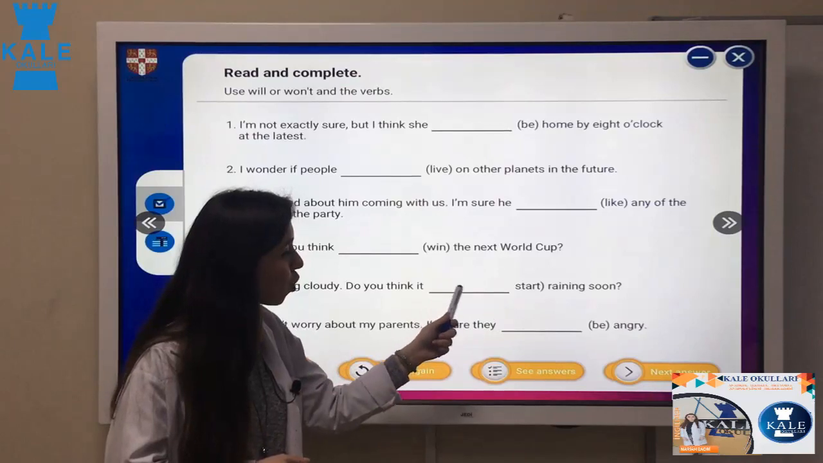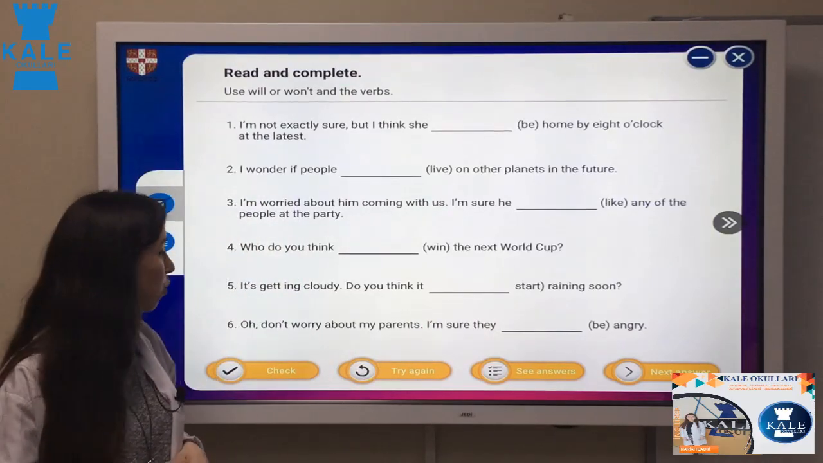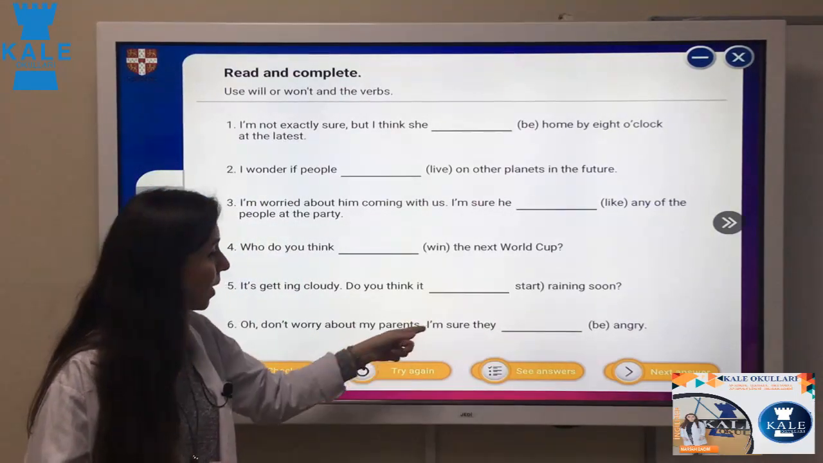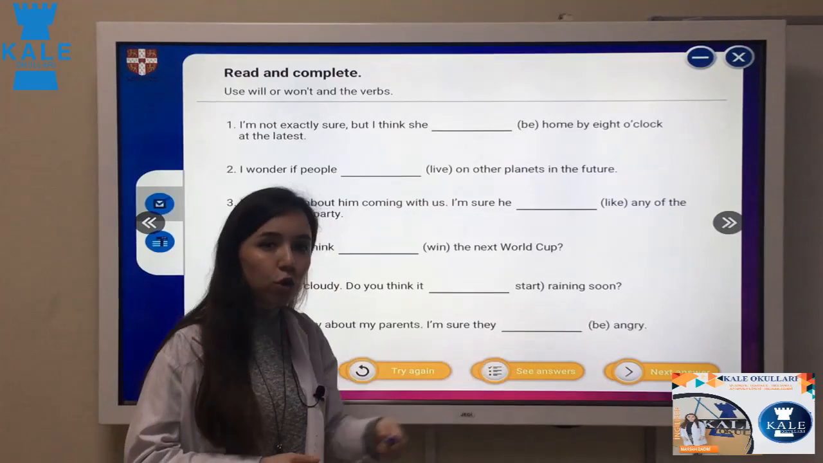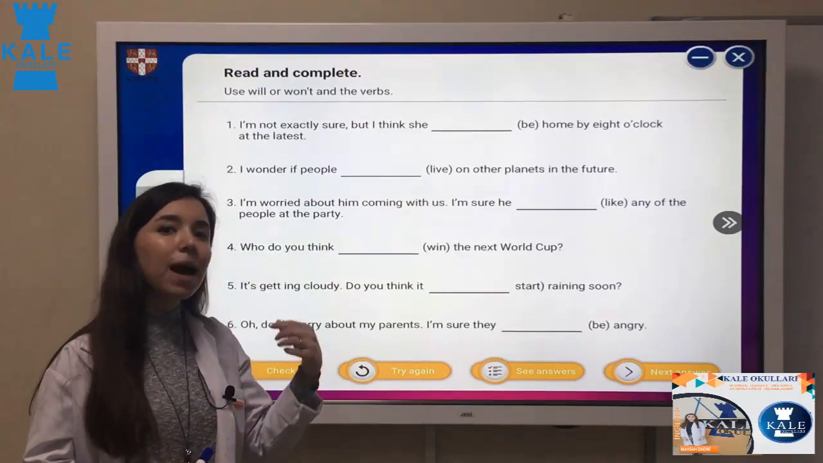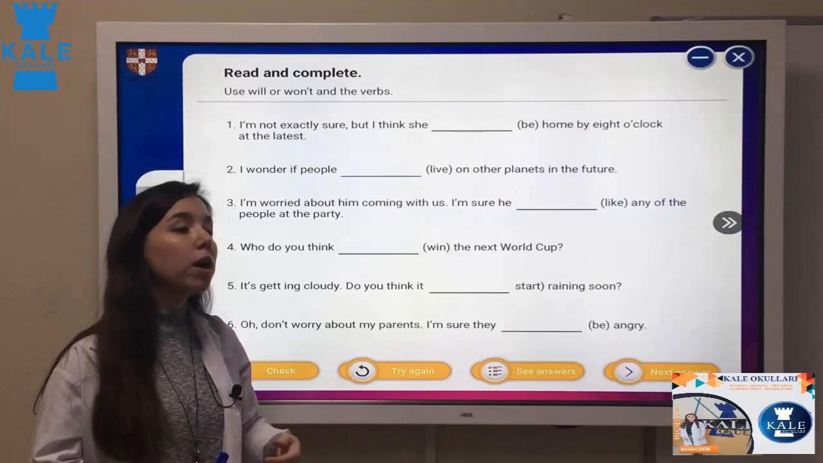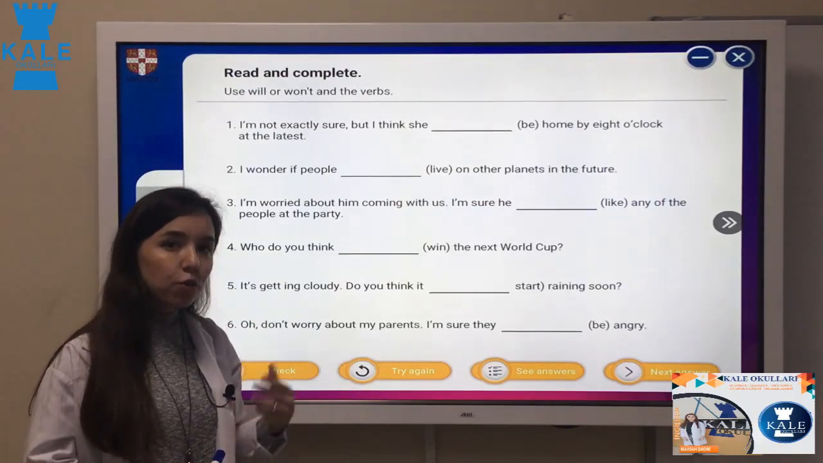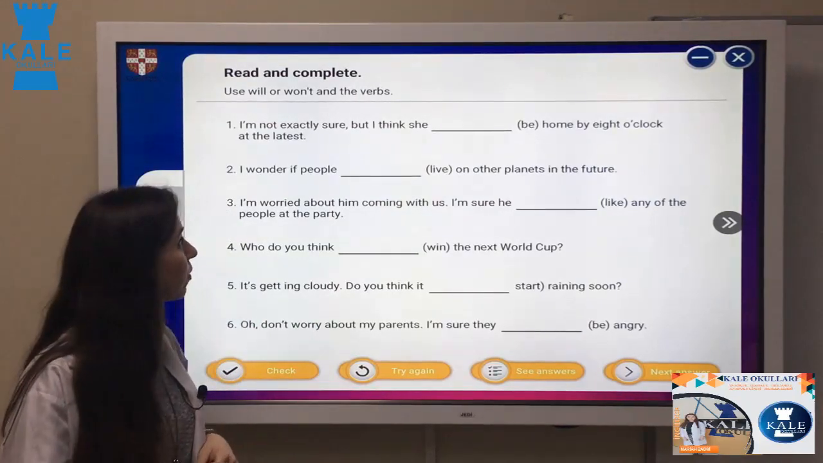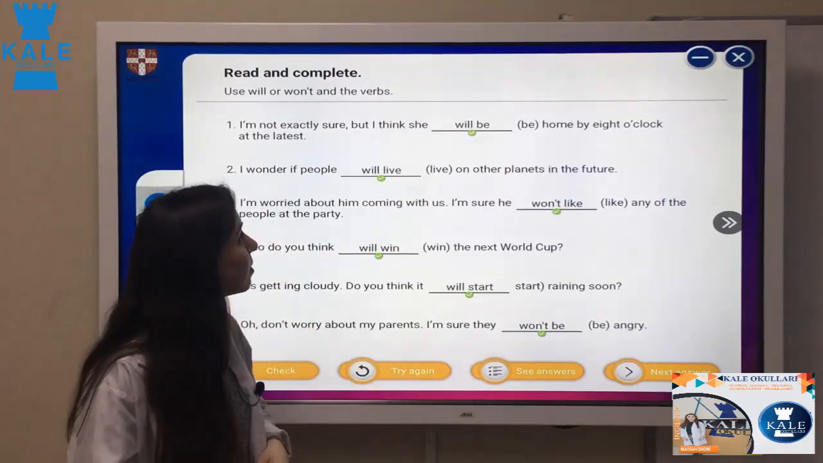Look at here, start. So before that we have to use will or won't. Don't worry about my parents. I'm sure they... To be is our verb, to be verb. Am, is, are is for present form. Will, won't, negative form is for future form. You know all of them. So let's see the answers here.